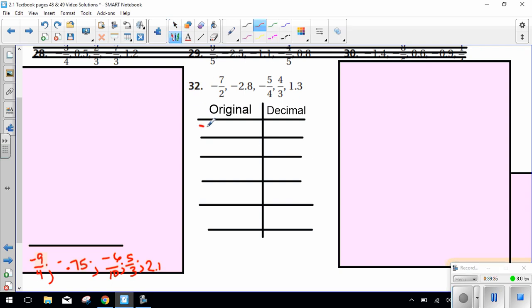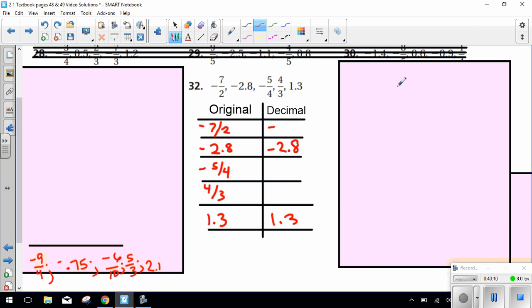Let's make our T-chart. The lines don't need to be perfect. We just need a little space where we could organize and put our numbers down. Okay, so I'm just copying the original numbers down right now. Anything that's a decimal, I'm going to write it down. Okay, and these are pretty nice denominators, so they're not going to be too crazy. I'm going to bring this negative over.